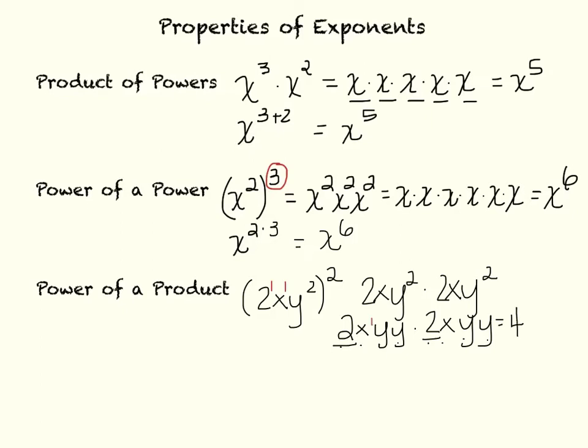These are two of the same bases, so I add those exponents. And these, again, all have an exponent of 1, so I get y to the 4th. Okay?